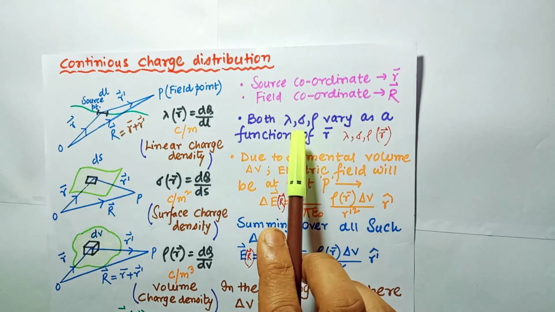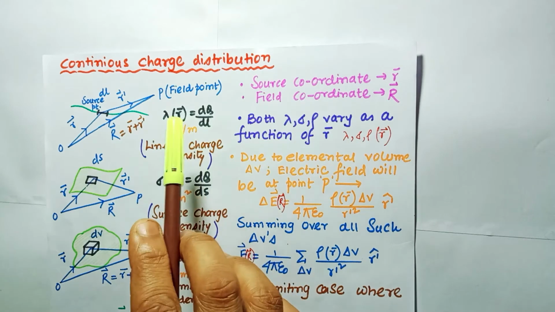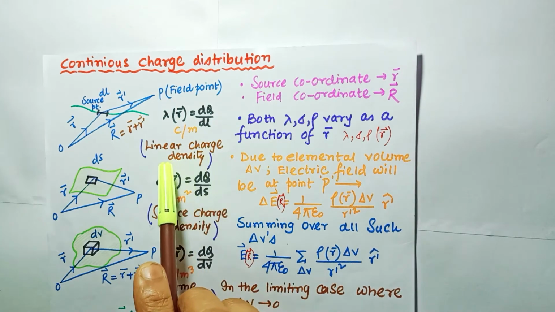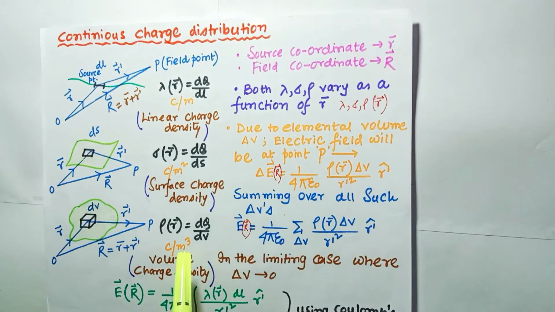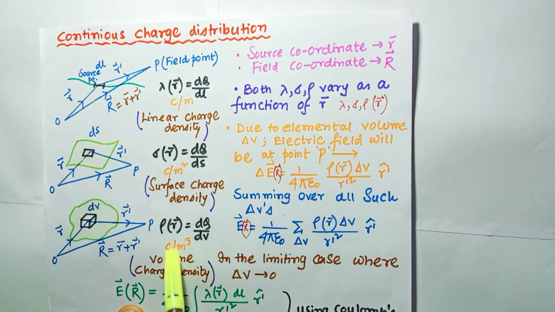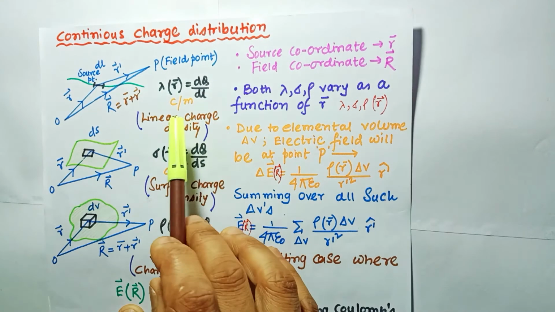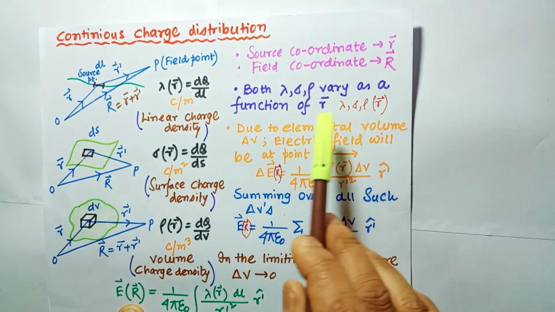So what is this lambda, sigma and rho? Lambda, a function of its position vector small r, is the charge per unit length, so it is called linear charge density. Similarly, sigma is charge per unit surface area, so it is called surface charge density, and rho is equal to dq by dv, the volume charge density. The unit of rho is coulomb per meter cube, the unit of sigma is coulomb per meter square, and lambda has the unit of coulomb per meter. So we can see that lambda, sigma, rho vary as a function of r.